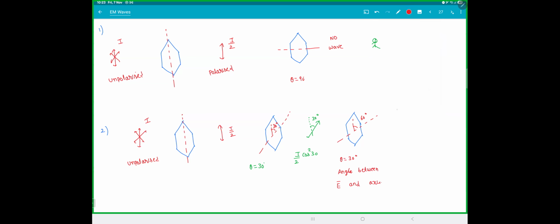So your final answer will be I/2 cos square 30, that is coming through, times cos square 30. I hope that is clear. How much is that? That would be 9I/32. Clear? The first one will make it half, and the second and third will give you cos square 30 and cos square 30. Clear with this? That's a little about polarization.